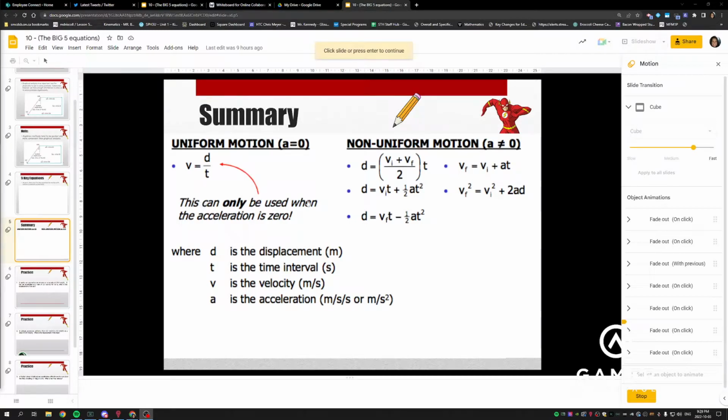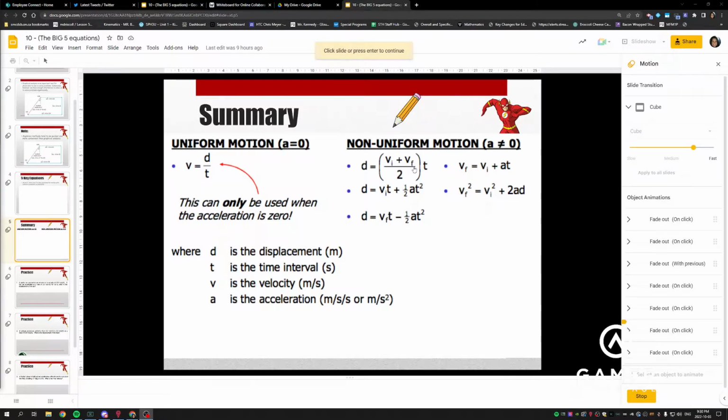point. And then we also talked about what we do when we have acceleration. So when acceleration is not 0, we have what we call the big five equations. And the way that they're laid out in the slides is a little bit different than in the textbook, because in the slides, I've placed them so that you have all of your displacement equations on the left-hand side and all of your velocity equations on the right-hand side.